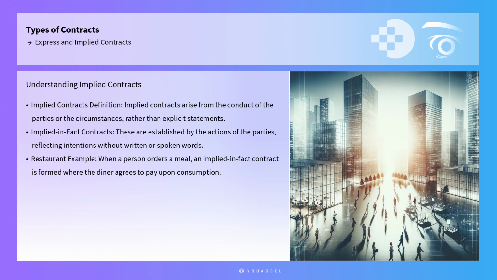Implied in fact contracts are established by the actions of the parties involved, reflecting their intentions even without written or spoken words. For example, when a person walks into a restaurant and orders a meal, an implied in fact contract is formed where the diner agrees to pay for the meal upon consumption. This agreement is not articulated verbally, but is inferred from the conduct of the parties involved.